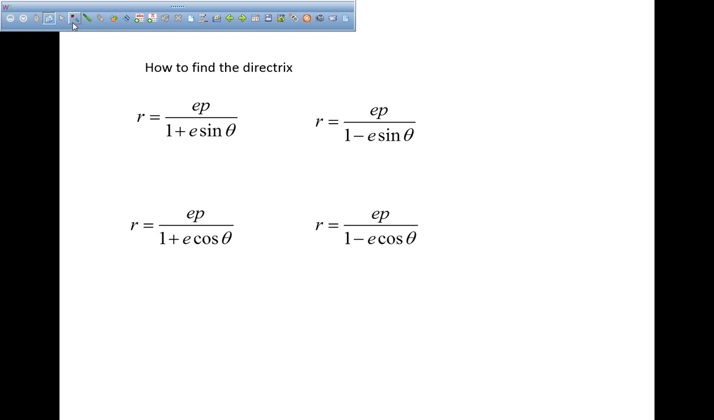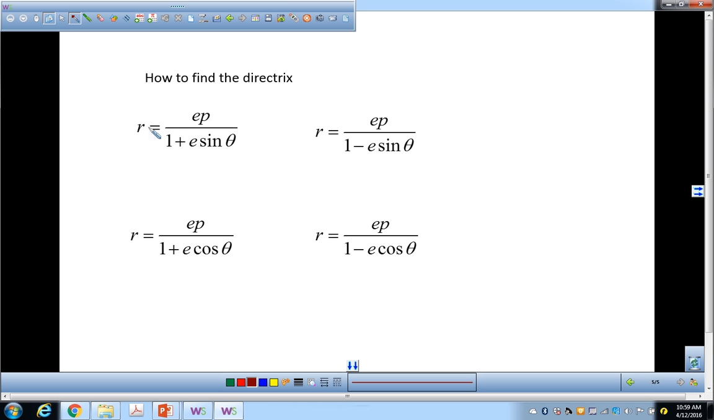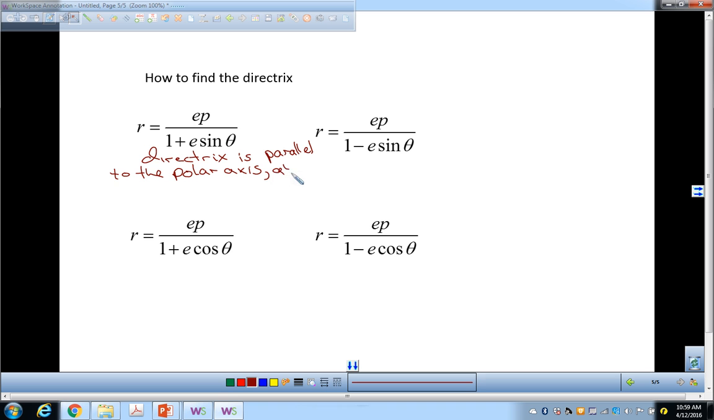Okay? If it looks like this, r equals EP over 1 plus e sine theta, then the directrix, all you need to know is that the directrix is parallel to the polar axis, and it's above the pole, okay, above the pole.